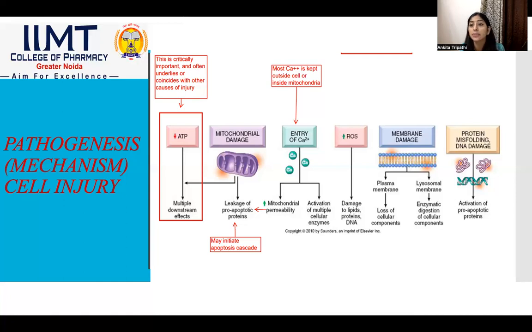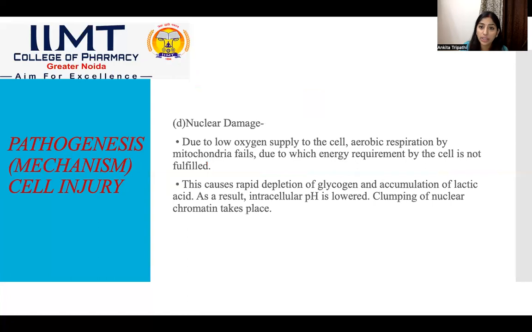Last is protein misfolding or DNA damage. What happens if the ribosome gets detached from the ER? No proteins will be formed, so nothing can be coded for how the cell is going to work. So no function will be performed. Ultimately, the cell or the nucleus will get damaged. That is nuclear damage.